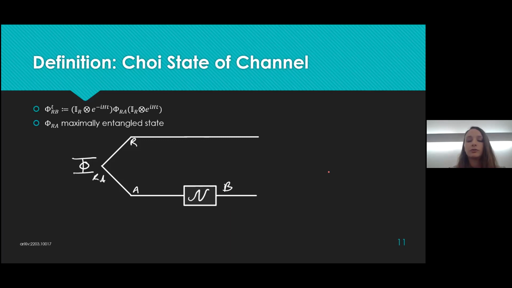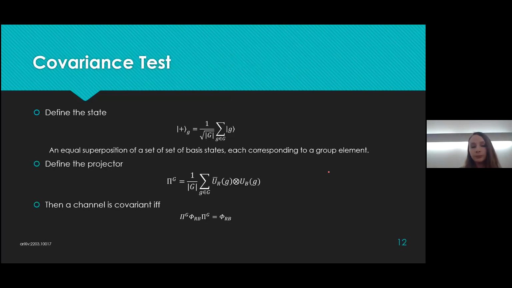And that's what I've drawn for you here, except this is a schematic for some general channel, and I have now developed a unitary channel of my own, given a Hamiltonian, so I'm going to get rid of that N and replace it with my Hamiltonian dynamics, and this will create the choice state of the dynamics that I am interested in. Given the choice state of a channel, I can now do a covariance test.